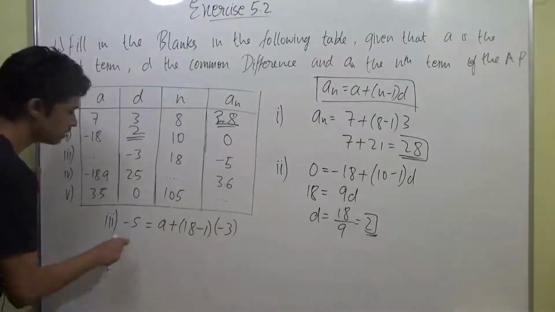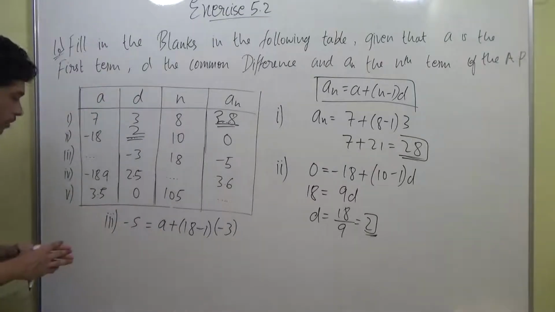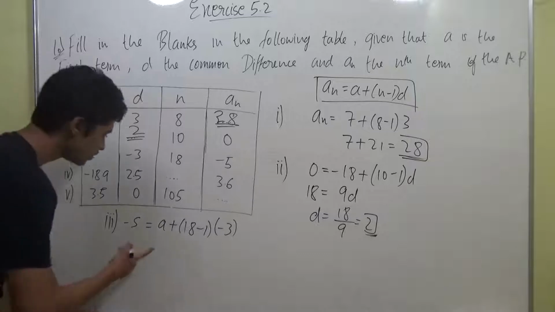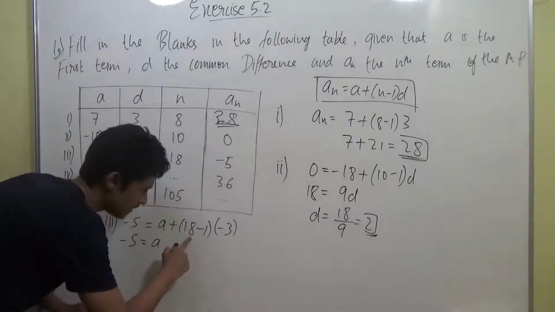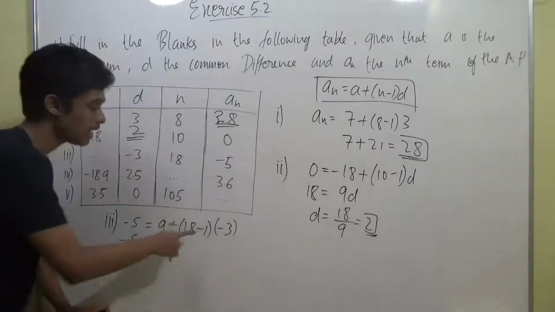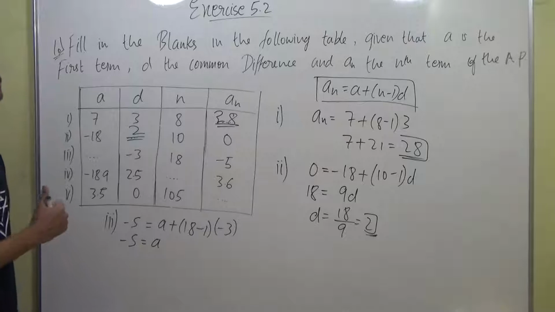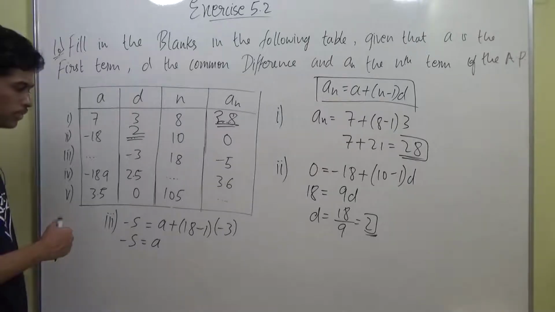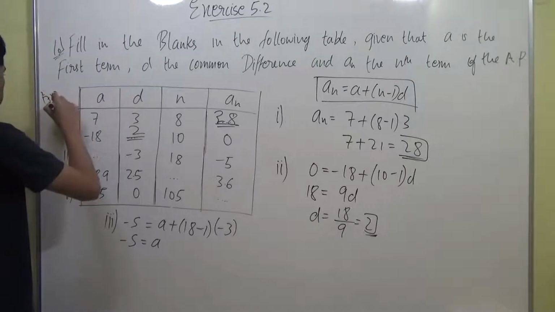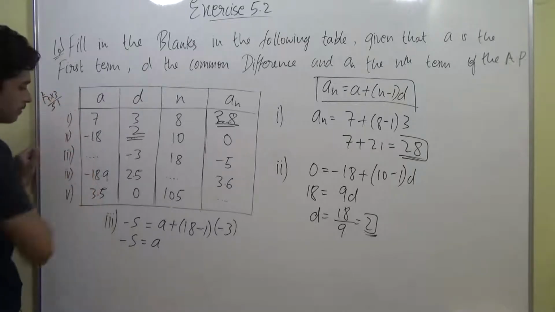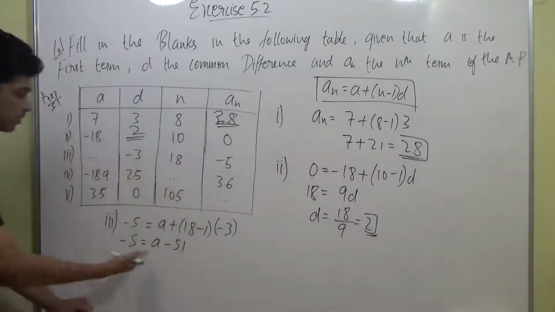Right. Now we have to find the value of a. We'll just simplify it guys. We'll get the value of a automatically. So this will become minus 5 equal to a plus, this is 17 into minus 3. 17 into 3, 21. Sorry guys, it's 51. Getting it? So it's minus 51. Right, so this forms your equation.